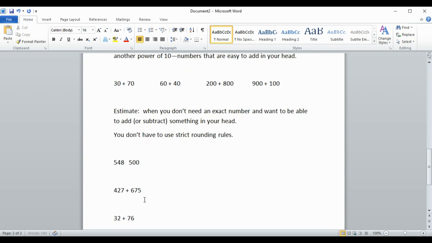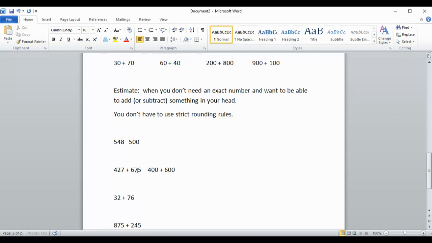So with estimating, you don't have to follow strict rounding rules. What you want to do is find compatible numbers. So if we look at this 427 and this 675 and we want to estimate, I could say, you know what? This is pretty close to 400 and this is pretty close to 600. And I know that if I change those, I can add that up in my head. 400 plus 600 is 1,000.